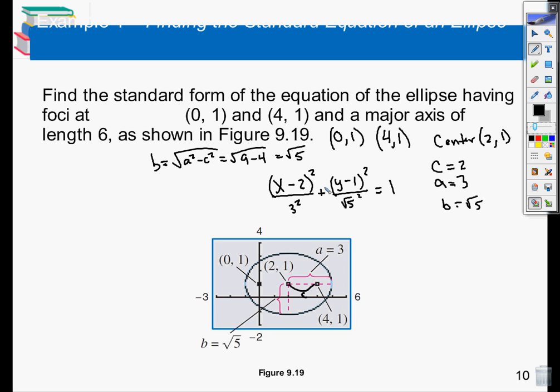Let's take a look at exercise 31 from section 9.2. Try it on your own. I'll check it out when you come into class next time. And then once you're done with that, we can move on to our next example.